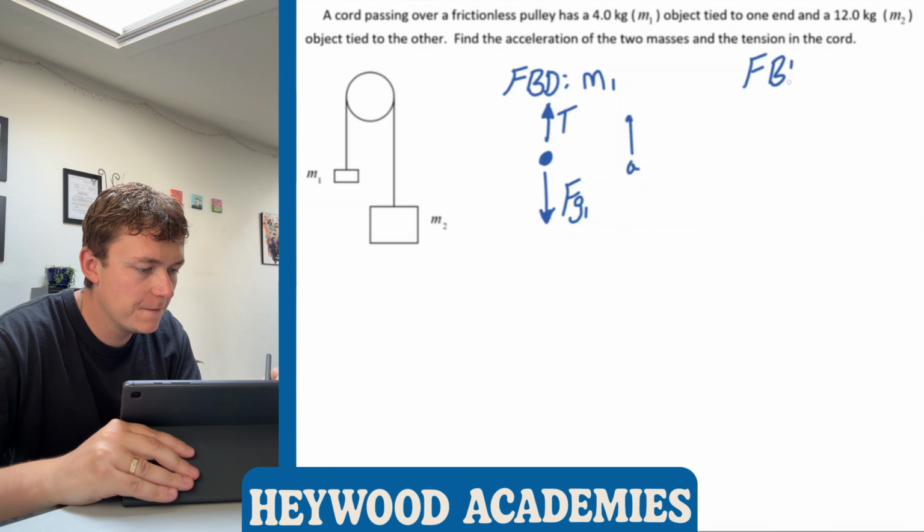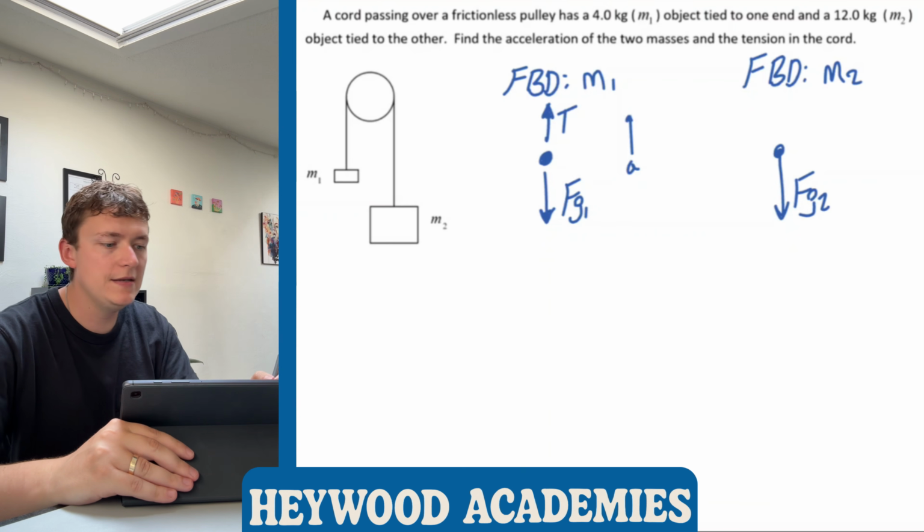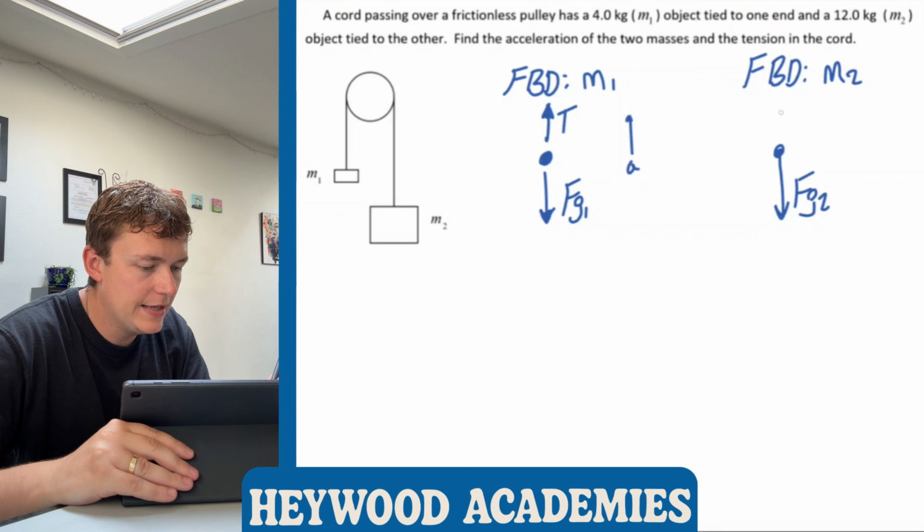Then we can do the same thing for free body diagram number 2. Draw it as a dot. It's got its own force of gravity going down. I'm putting FG1 and FG2 because those will be different numbers. And then it also has a tension going up.